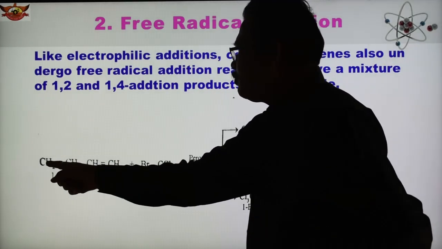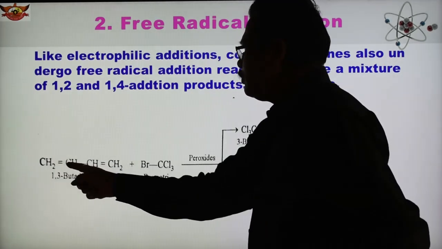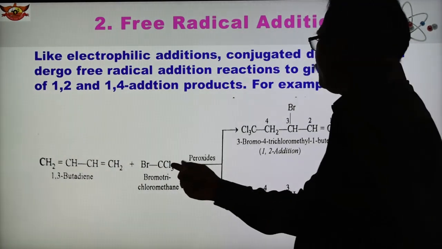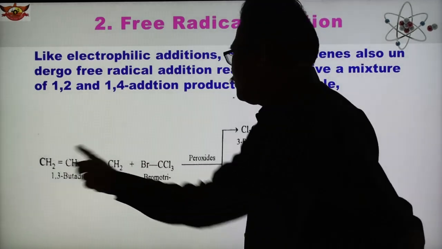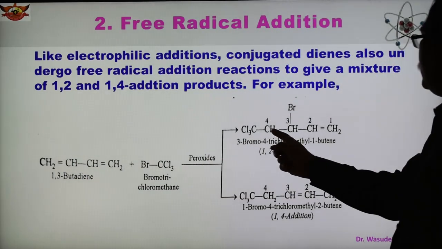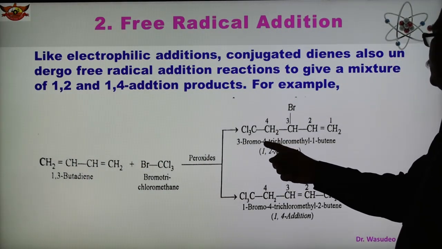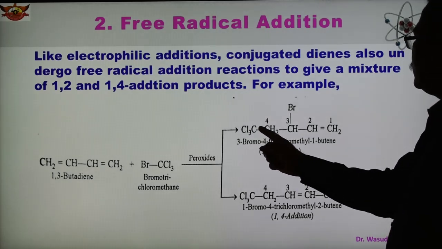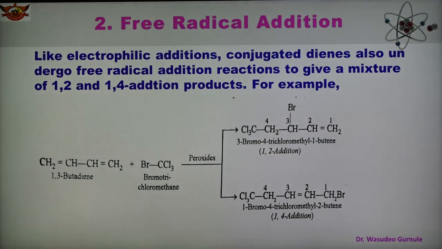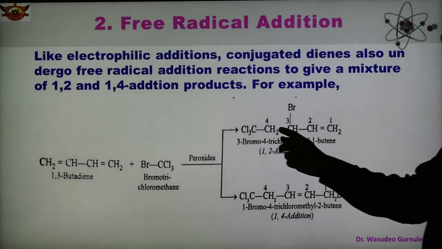So first is 1,2 addition, 1 and 2. So this CCl3 is added to 1 and Br is added to the second. So here see, in this case, this carbon and this carbon. So we get 1,2 addition. So this is the product obtained.